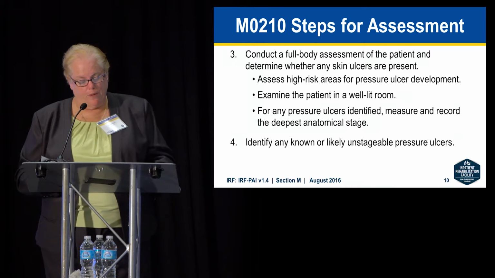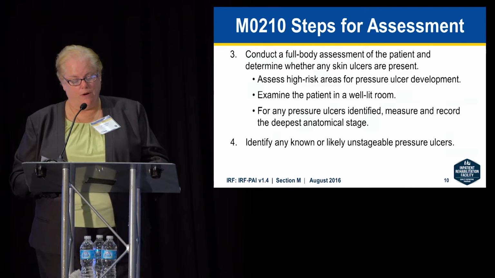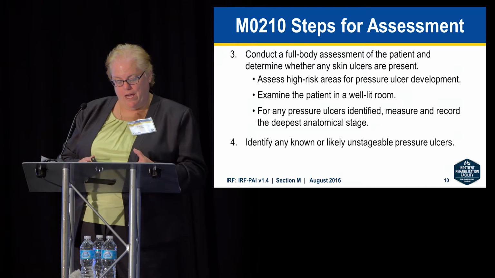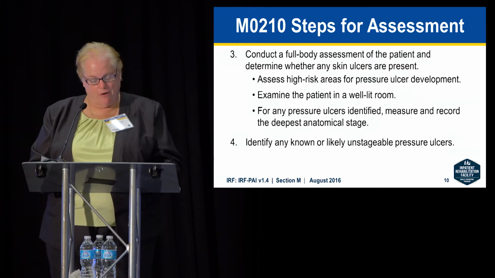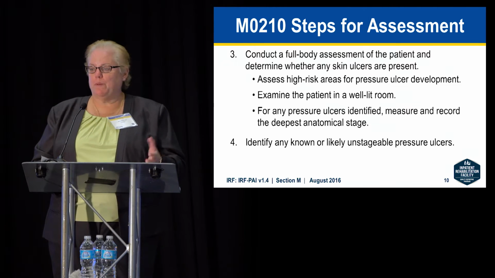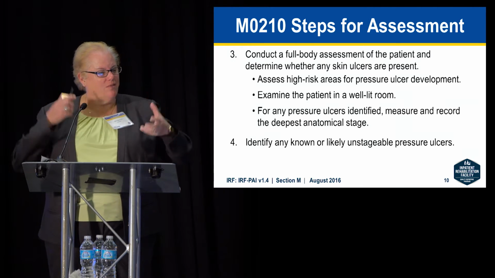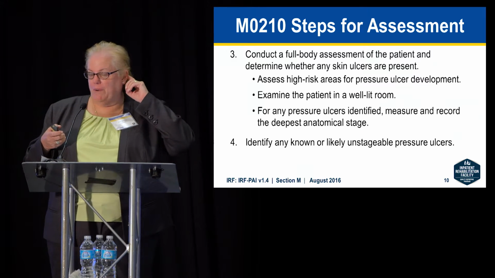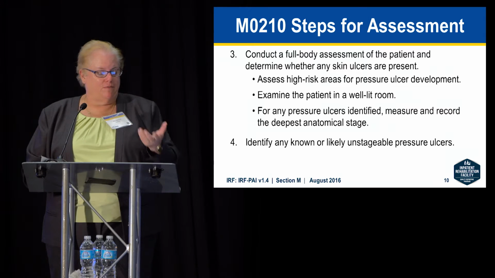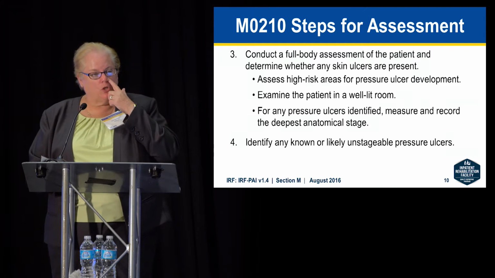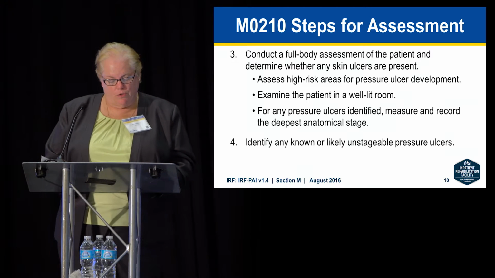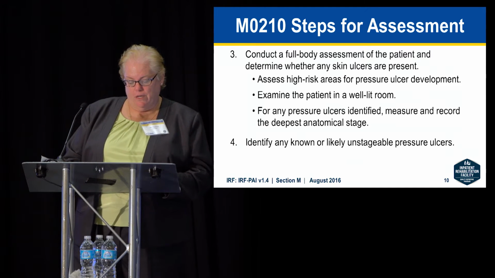We want to conduct a full body assessment of the patient to determine whether any skin ulcers are present. You want to do this again as quickly or as close to admission as you can. Make sure you assess high-risk areas for pressure ulcer development, especially if they're using oxygen or have other kinds of tubes and whatnot. So ears are a big area, behind the ears. If they have some sort of a tube, let's say a feeding tube into the nose, just make sure that we're looking at all the high-risk areas.